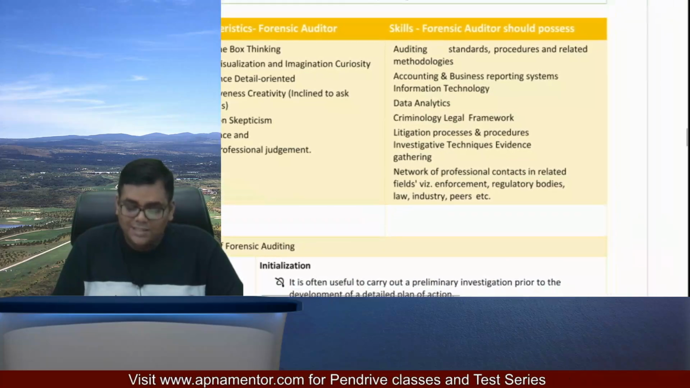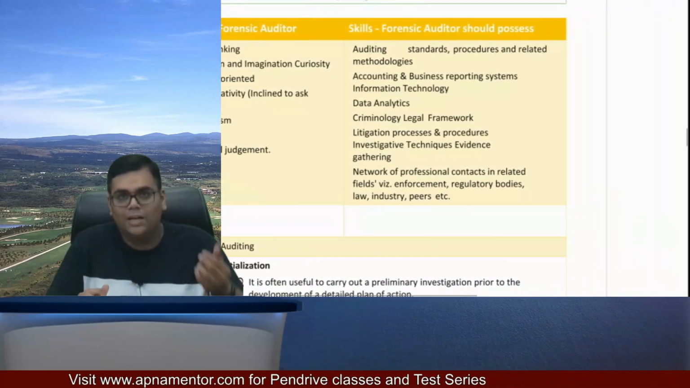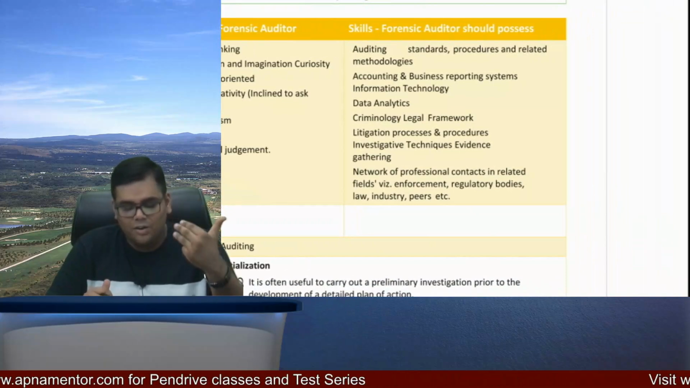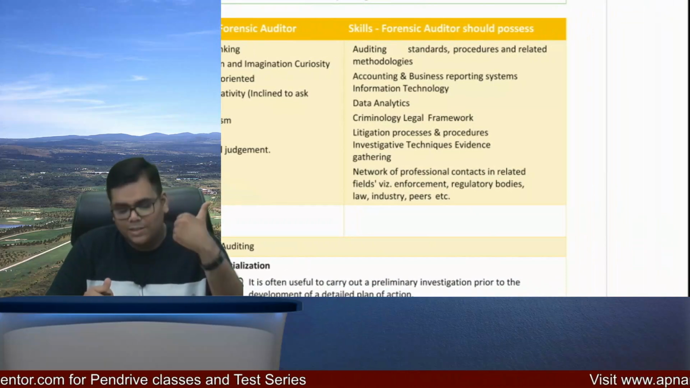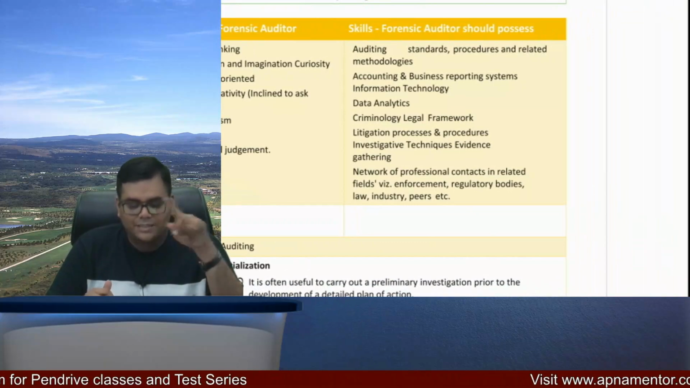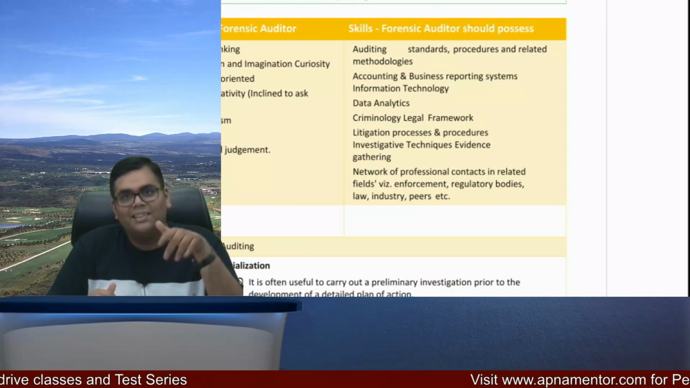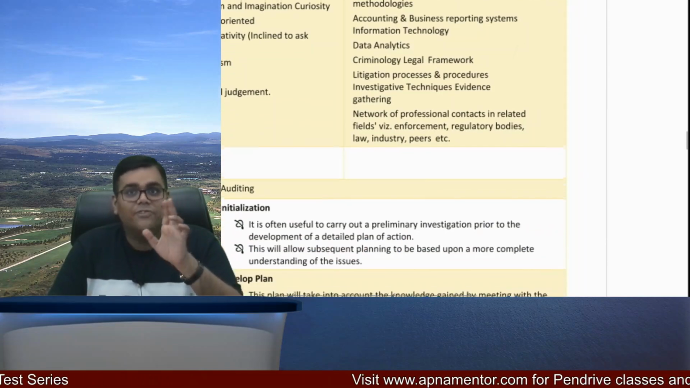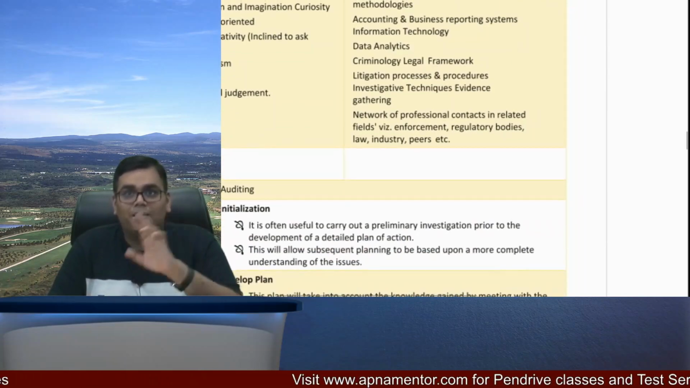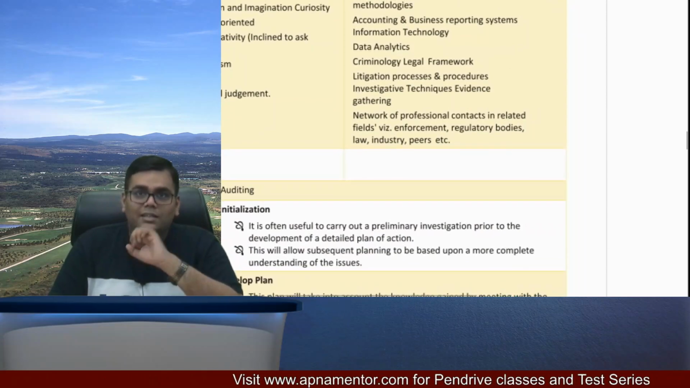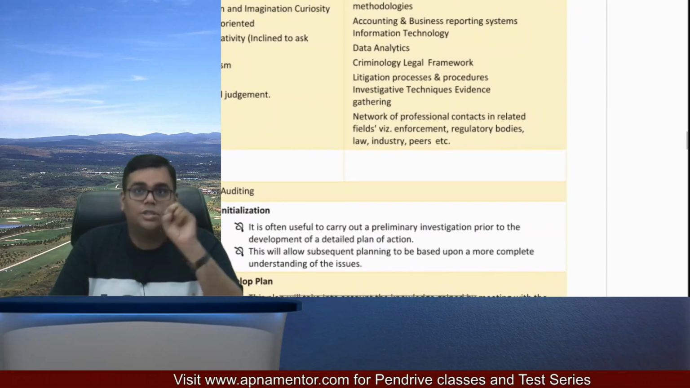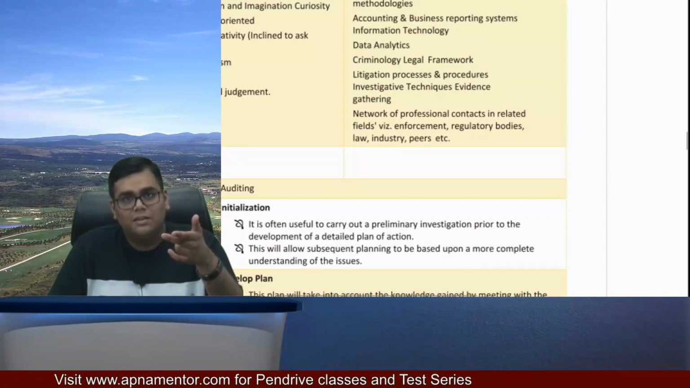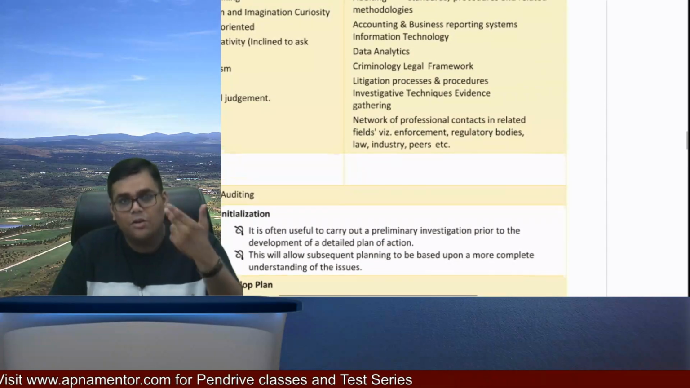What are the skills that you should have as a forensic auditor? As I told you, you should have knowledge of auditing, accounting, the legal laws, the IT laws, right? Information technology, litigation process, data analytics. You should have good contacts with persons in different fields. For example, in politics, you should have contacts. In the law industry, you should have contacts. In different industries, you should have different peers, different contacts.